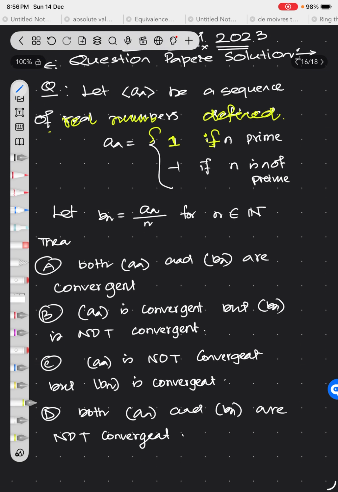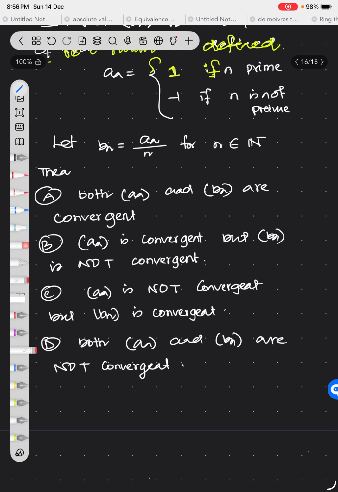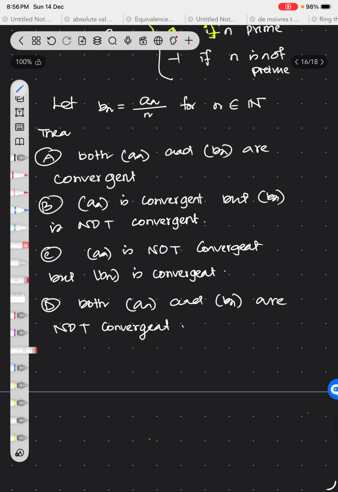In the given question, let a_n be a sequence of real numbers, defined in this way: a_n equals 1 if n is prime, and a_n equals minus 1 if n is not prime. And the sequence b_n is defined as b_n equals a_n divided by n, for n belonging to the set of natural numbers. We have given four options, and we need to check which one is correct.